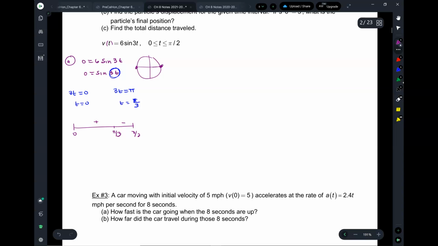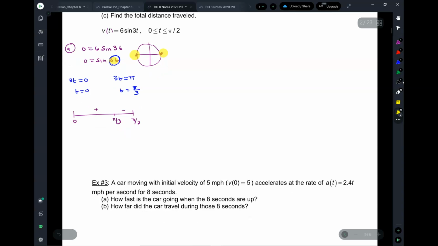Why did you do t with pi? Okay, so sine is 0 at 0 and pi, but sine is 0 when the angle is equal to 0 or pi. So you have to take the angle and set it equal to 0 and pi because you ultimately have to solve for t.